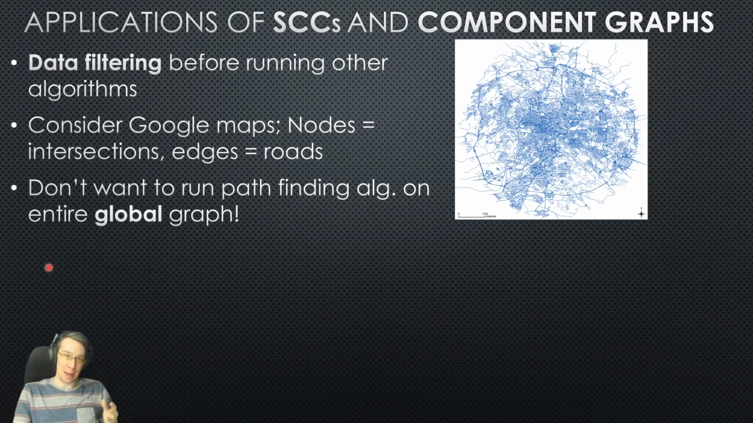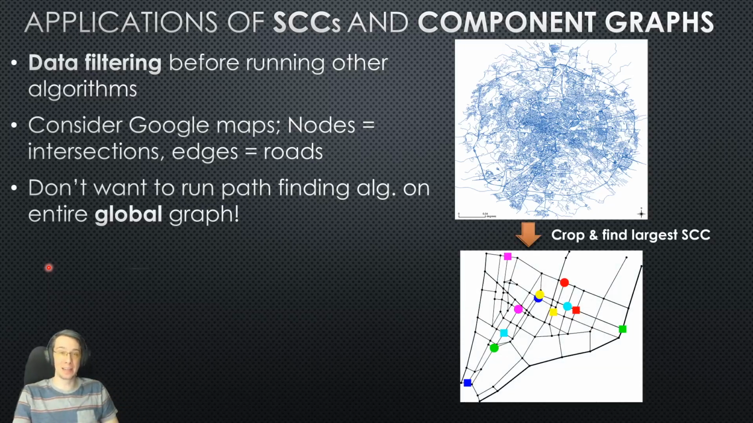So I really want to be able to run on a local graph because I'm going to end up with the same answer, and I'm going to be able to greatly speed up my computation because instead of, I don't know, hundreds of millions of intersections, I can look at like a couple thousand intersections maybe, if that. So here's the idea. You are going to take the whole map and you're going to crop it somehow and then find the largest strongly connected component that contains the start and end.